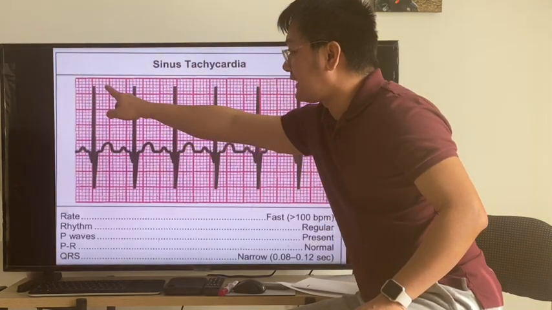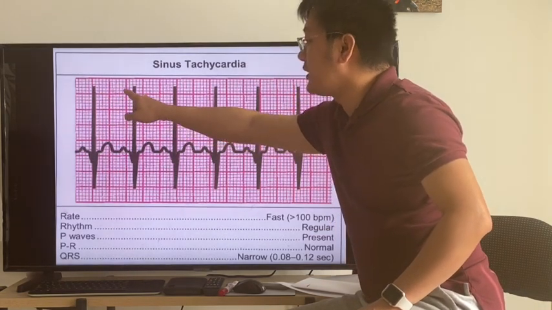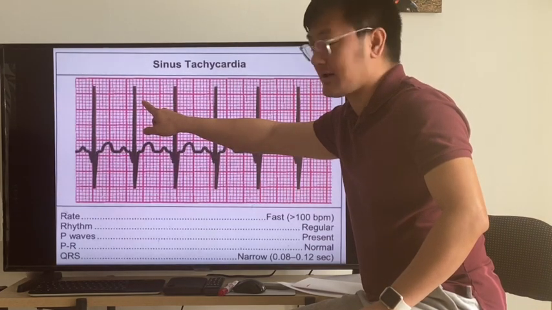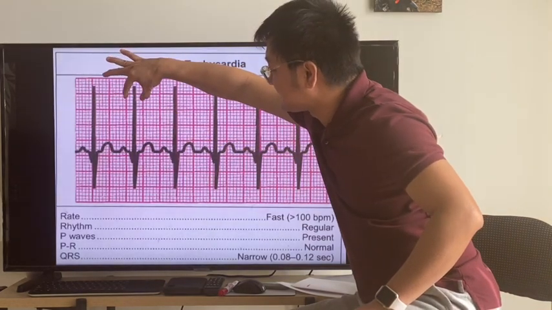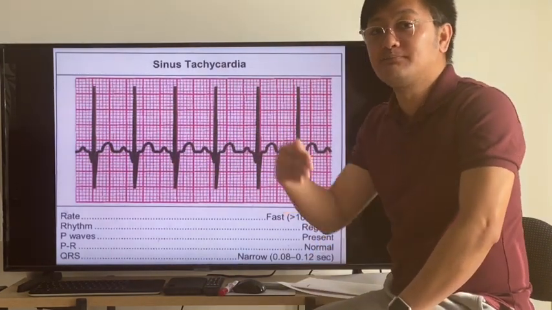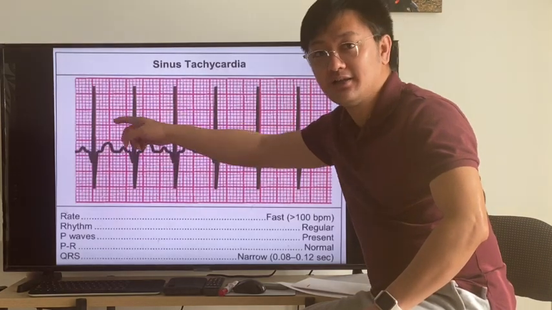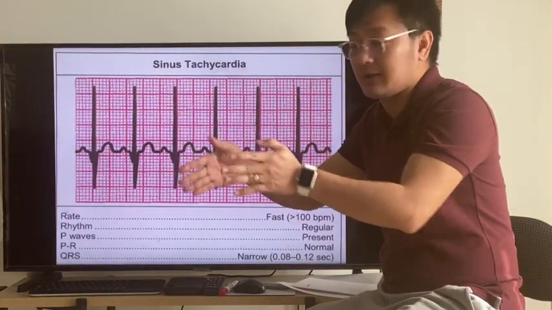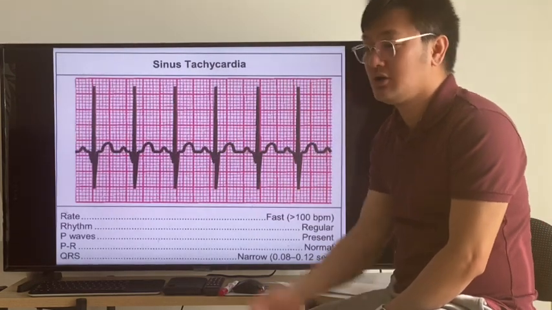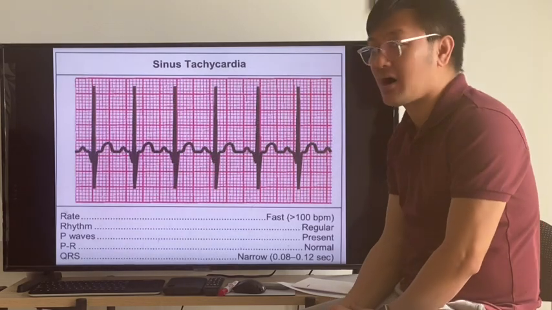The next dark line, let's start counting. 300, 150, 100. So what do you think is the heart rate of your patient? The heart rate of your patient is between 100 to 150 beats per minute. It's more than 100 because this is 100. It goes beyond. So we know that this is tachycardia, more than 100. Next, check for the PR interval.